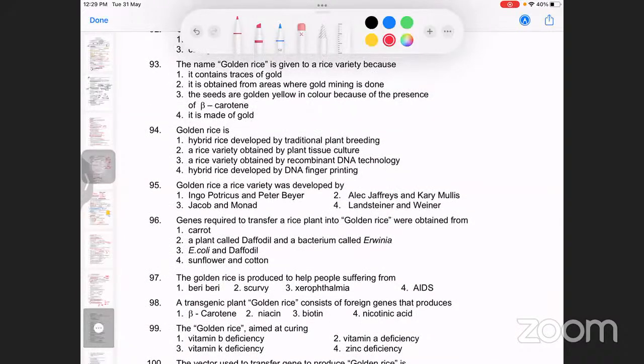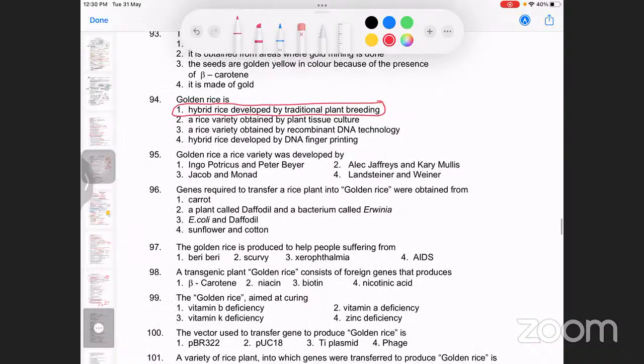Golden rice, hybrid rice developed by traditional breeding, rice variety developed by plant tissue culture, a rice variety obtained by rDNA technology. Hybrid rice is a traditional breeding program, a rice variety developed from traditional breeding or plant breeding method.